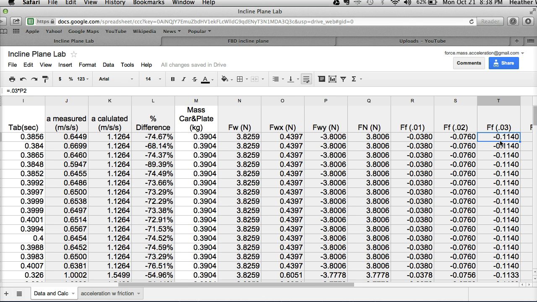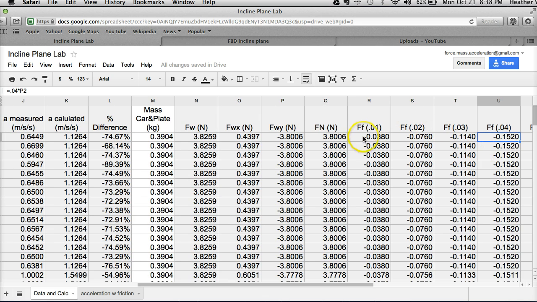Now we start to play, and this is the real power of using a spreadsheet versus using your calculator. I know the friction force has to be equal to mu, and I can choose any mu I want, times F sub n. So I have the normal force, and again I made it negative because I wanted the friction force to be negative since my action force was positive.